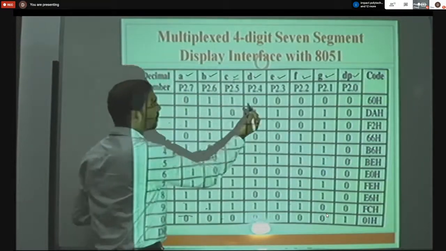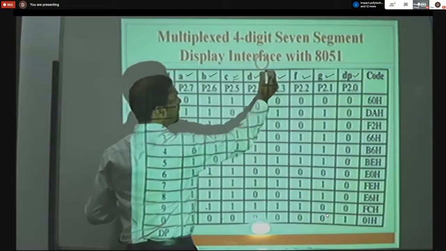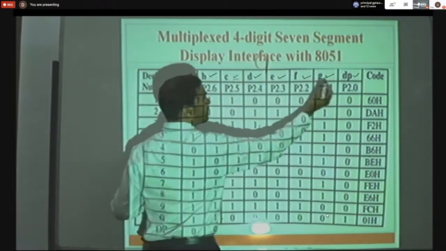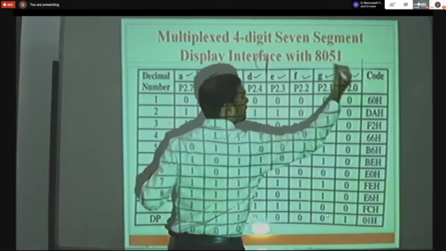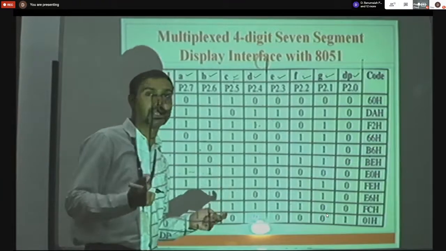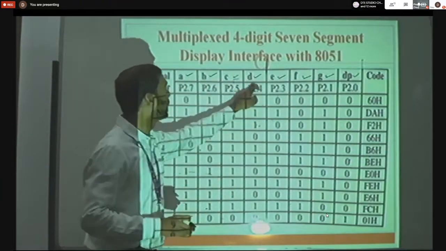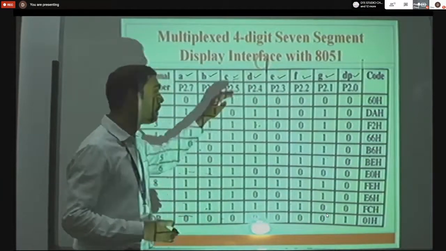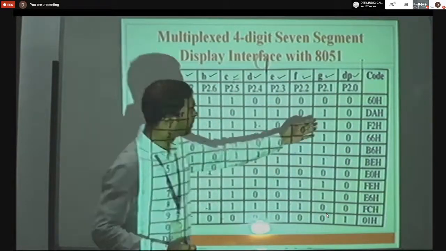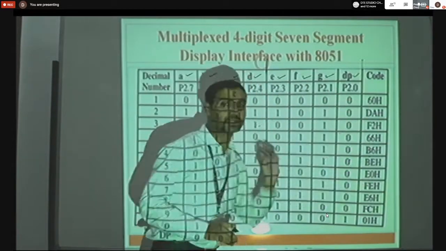Divide these 8 equally and you can get 2 nibbles. A, B, C, D is one nibble, and E, F, G, DP is the other nibble. One byte is divided into 2 nibbles: A, B, C, D is one nibble, or half of the byte, and E, F, G, DP is the other nibble. Now, to know how we can get these codes.